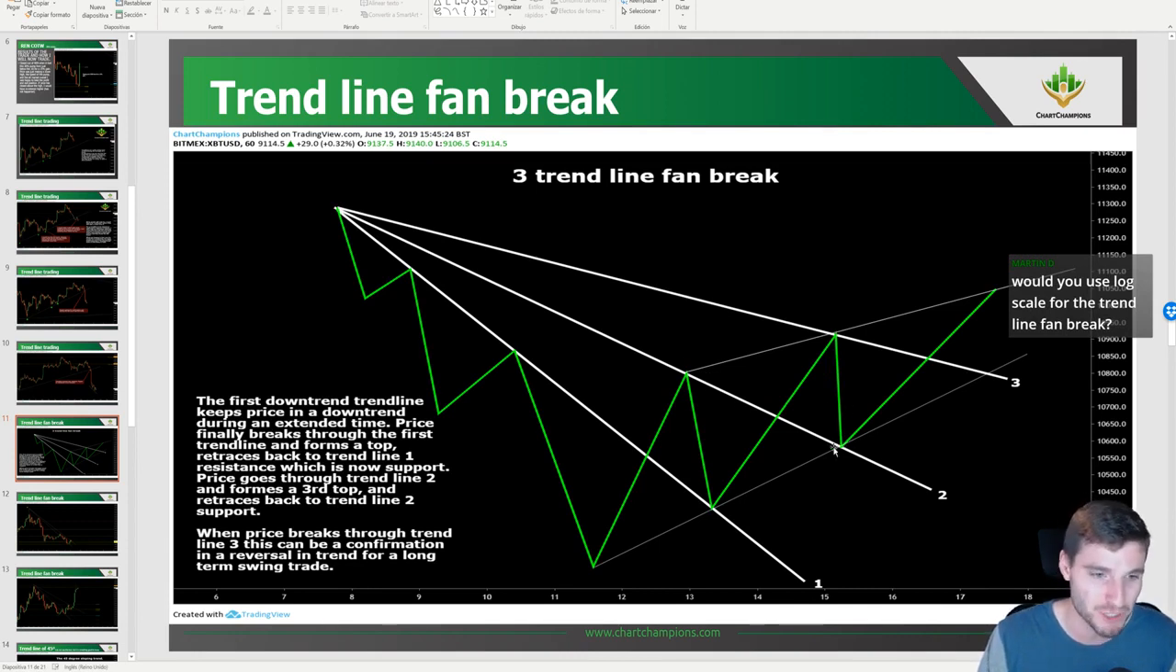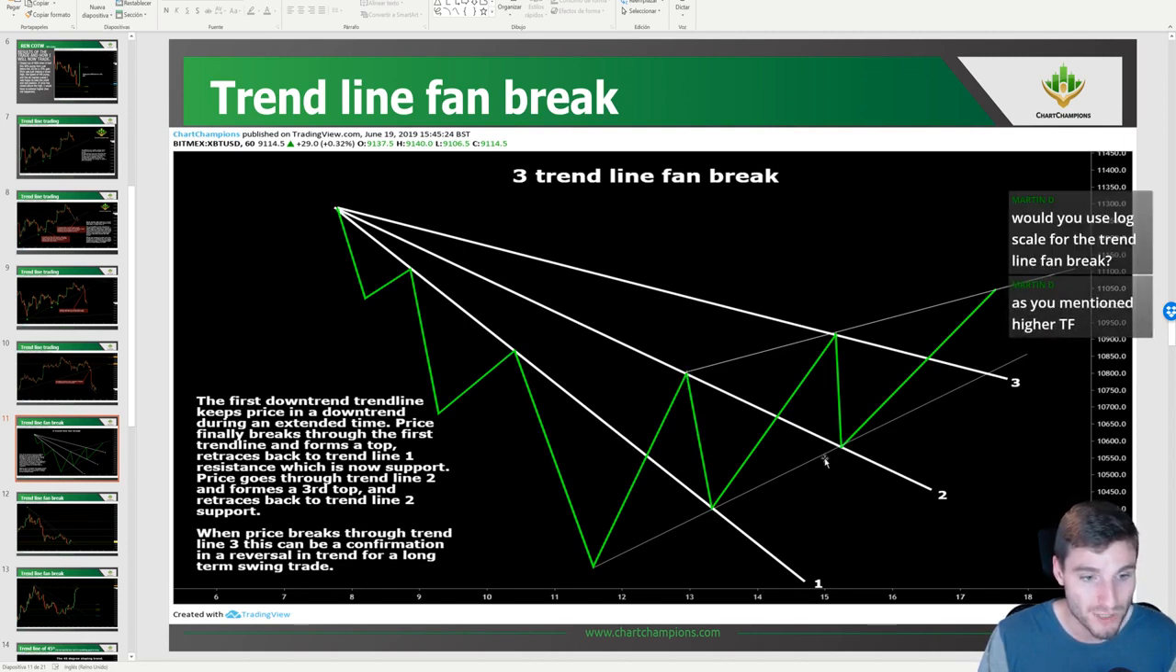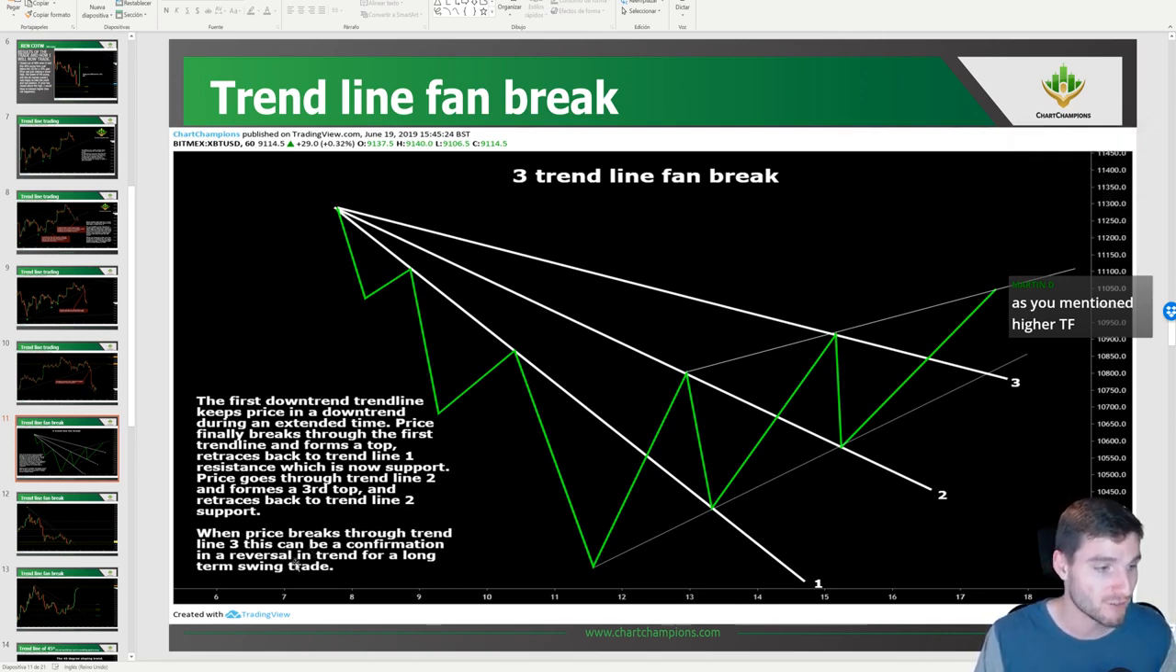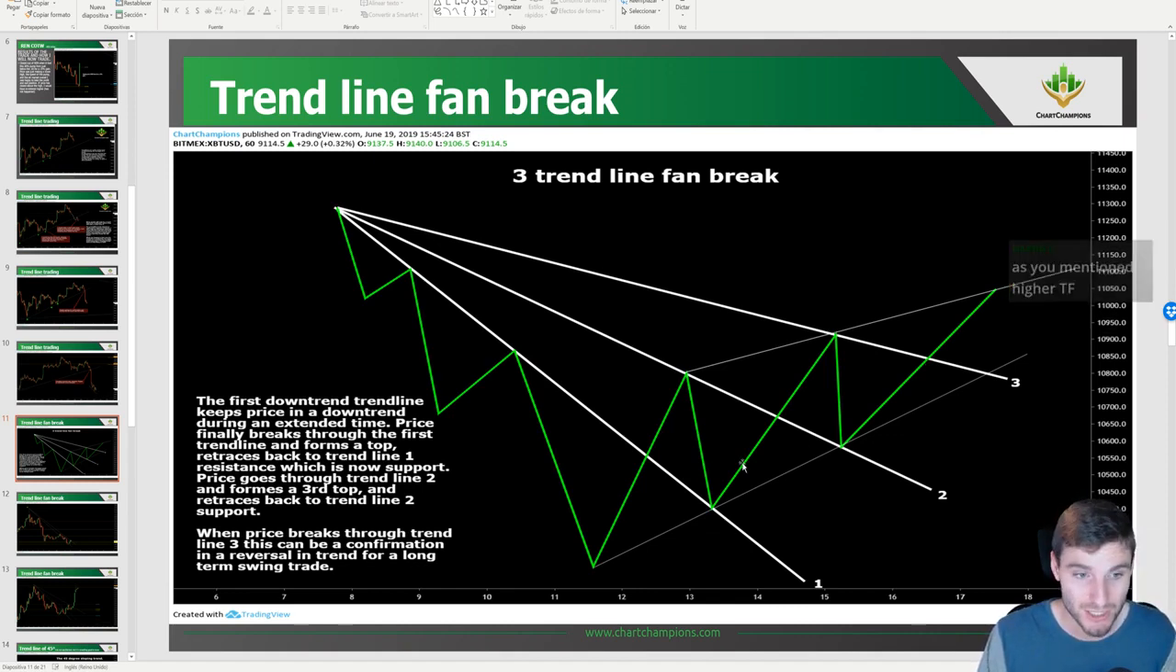Obviously it's never going to be this picture perfect, so don't expect exact touches, but you're going to come down and want to see the second trend line hold as support. So what was resistance flips to support, resistance flips to support. Price then goes through line number 2 and forms a third top, and retraces back. When price breaks through trend line 3, this is a confirmation of a reversal of trend. So this would be your overall long signal, where one would say, okay, the downtrend has reversed and we are now looking at a strong uptrend where dips should be bought, because you have gone over the 3 trend lines that are holding down price.